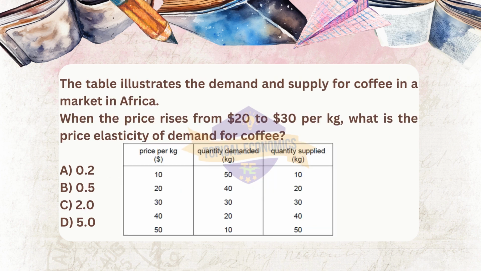Proceeding with question number 20. The table illustrates the demand and supply for coffee in a market in Africa. When the price rises from $20 to $30 per kilogram, what is the price elasticity of demand for coffee? A. 0.2. B. 0.5. C. 2.0. D. 5.0. This question is from year 2017 October-November version 1 paper. Similar to the 18th question that we just saw, the correct answer for this question is option B, 0.5.